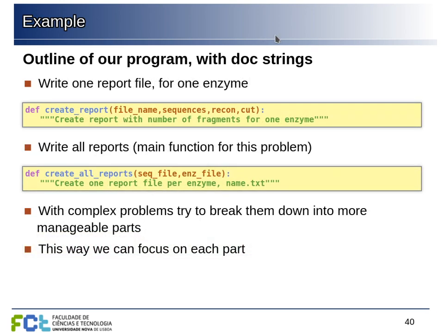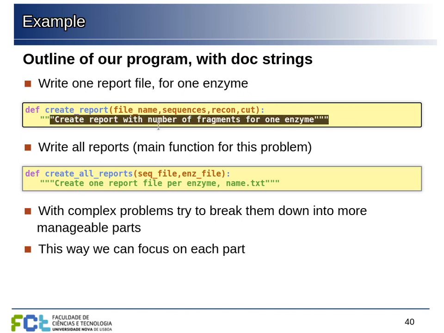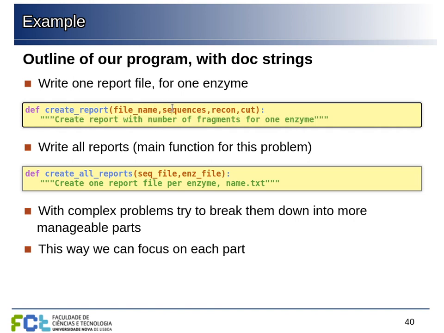Then we need the report. So we need the file name for the report, the list with all the sequences, and the information for this particular enzyme, the recognition site and the point it will cut. So this function will then create the report file where it will list how many fragments for this enzyme we have in each sequence in this list. And finally, we have the main function here, which will write all the reports.